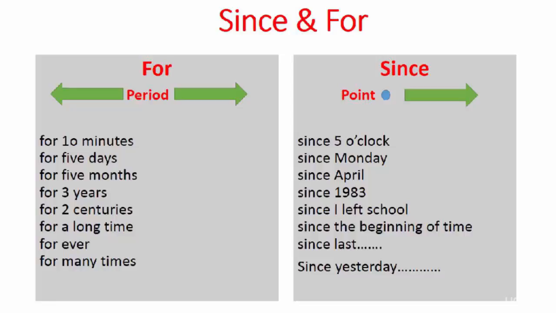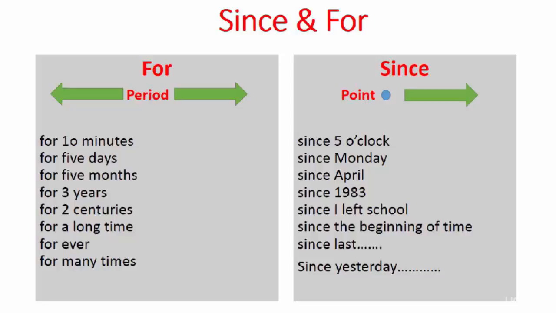So for is used for period of time or duration of time, while since is used for the point of time. When did the action start? For example, you can say for 10 minutes, for 5 days, for 5 months, for 3 years, for 2 centuries, for a long time, forever, for many times.